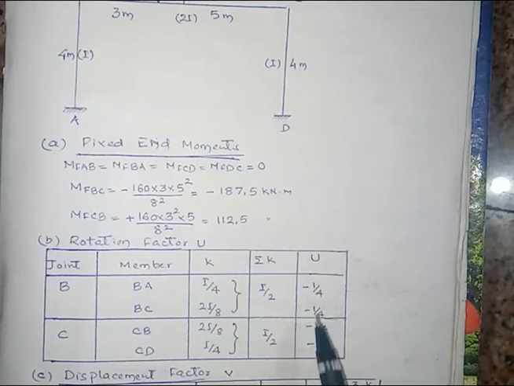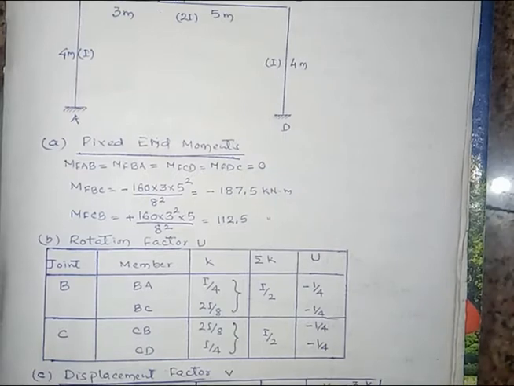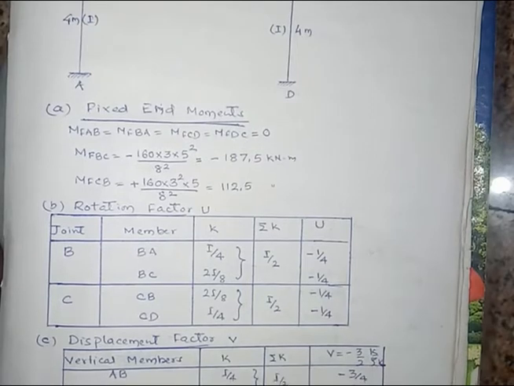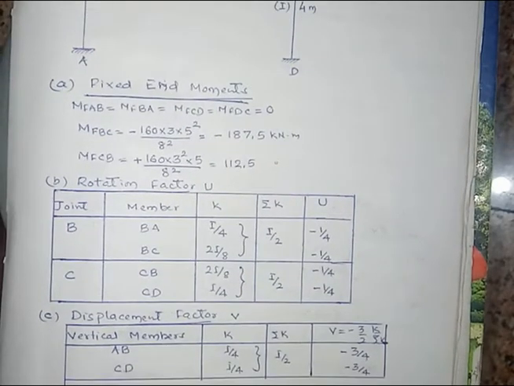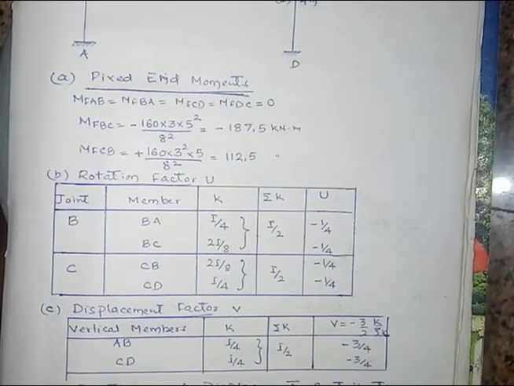Then here the rotation factor for the members CB and CD, again that is minus half into K divided by summation K, that is minus half into 2I by 8 divided by I by 2. Here you will get minus 1 by 4. Similarly, here also you will get minus 1 by 4 for the member CD. Then here next step is to calculate, here this one is non-symmetrical.